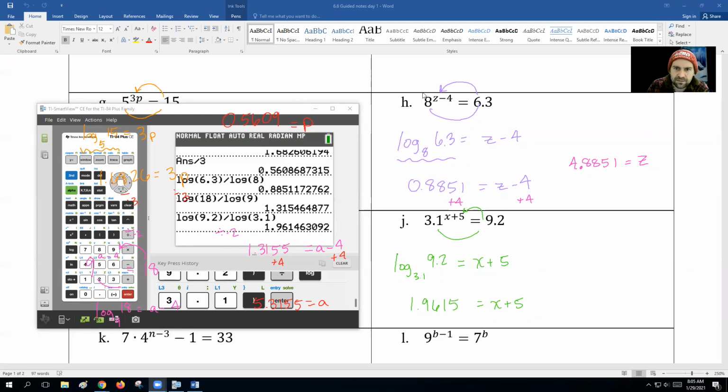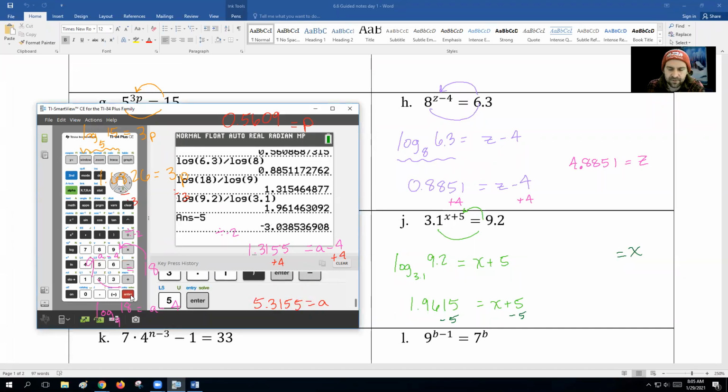What we need to do now is go through and subtract the 5. Anytime we're subtracting, I like to double check on the calculator. Adding a number's easy because you just change the number in front of the decimal point. Subtracting, you can't switch it around. So let's minus 5, and we get an answer of negative 3.0384.